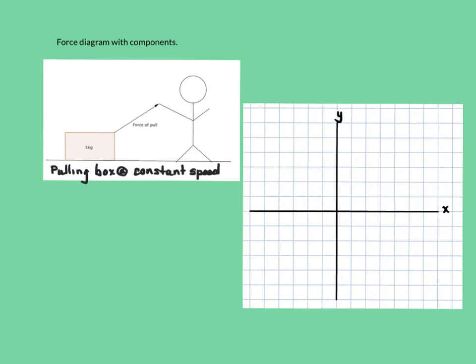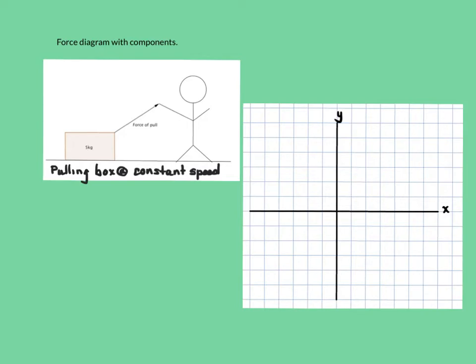In this video, we're going to look at some force diagrams that are a little bit more complicated because we have things happening at angles. So I'm going to start with a box. It's being pulled across the ground at a constant speed.